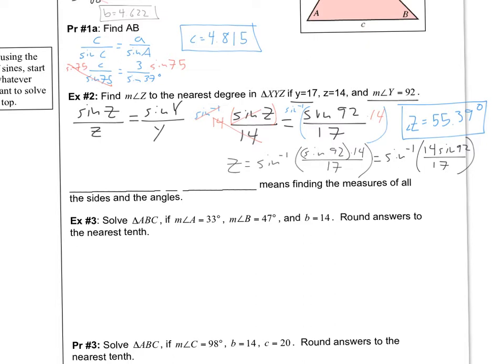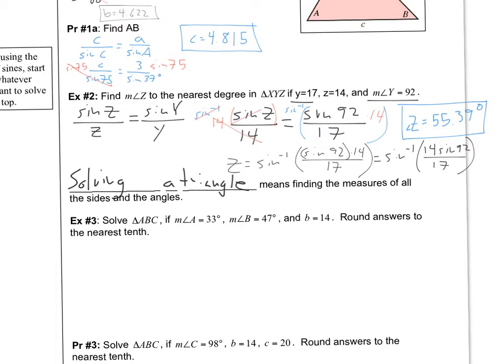Let's see, this next part here. It says solving a triangle means finding the measure of all the sides and the angles. So when they say solve this triangle or solve a triangle, it means you should know all three sides and you should know all three angles.